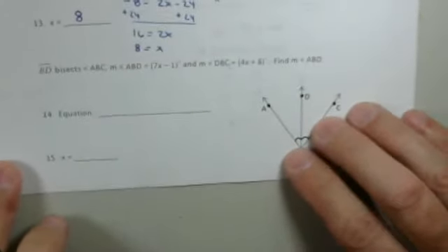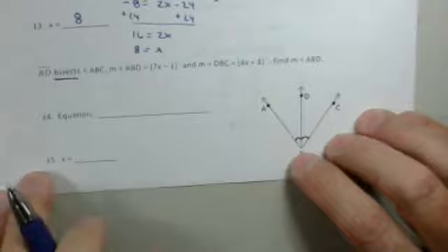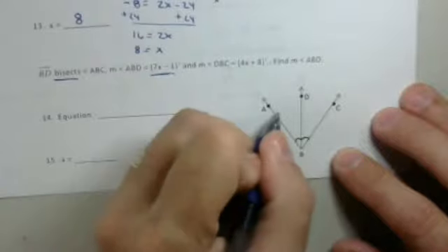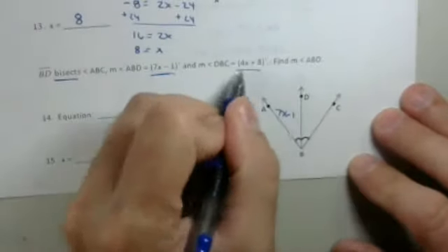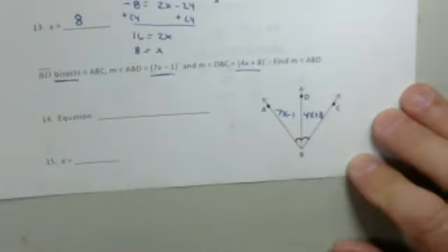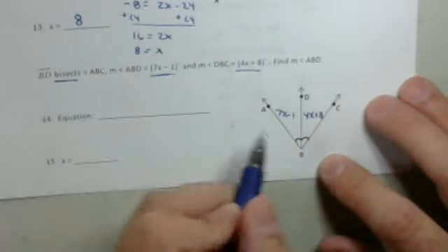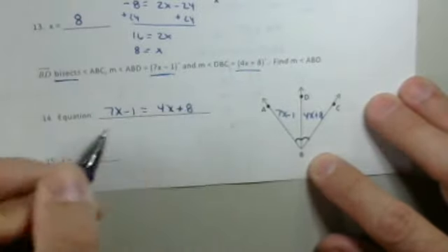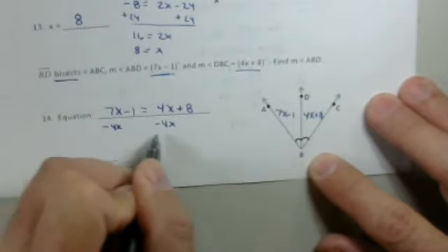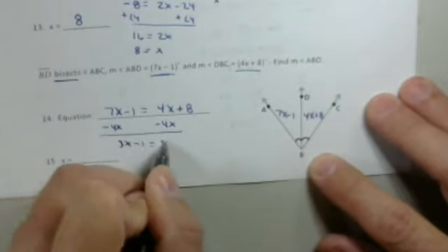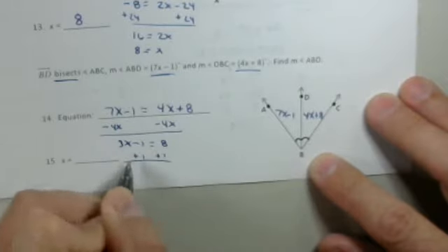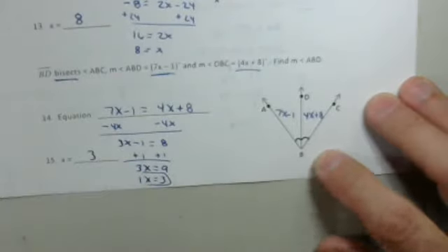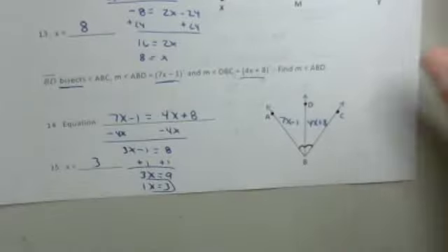Moving on to the last one on this page. Bisects is the same as midpoint. Now it's very important that you plug into the angles. So 7x minus 1 goes there. 4x plus 8 goes there. Bisects means they equal each other. So 7x minus 1 equals 4x plus 8. Subtract 4x from each side. And then add 1. Get 3x equals 9. So x equals 3. Again, bisect and midpoint are the same.